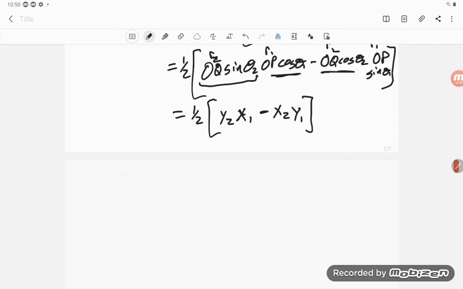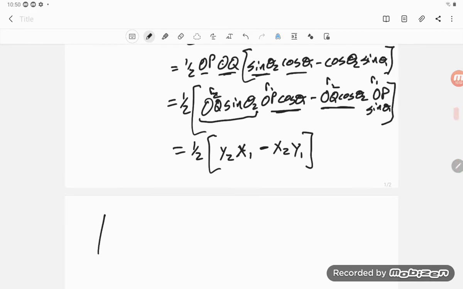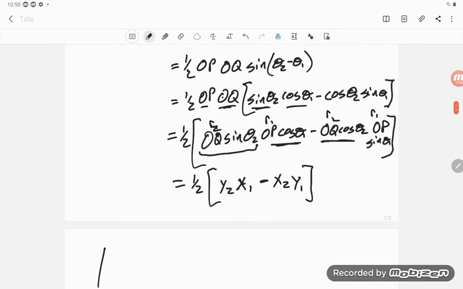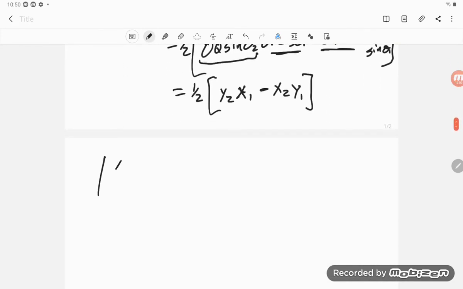However, if you look at that matrix and you take the determinant, now, here was the matrix, x1 in the top and x2 in the bottom, x1, y1, x2, y2. If I take that determinant, I get x1 y2 minus x2 y1.